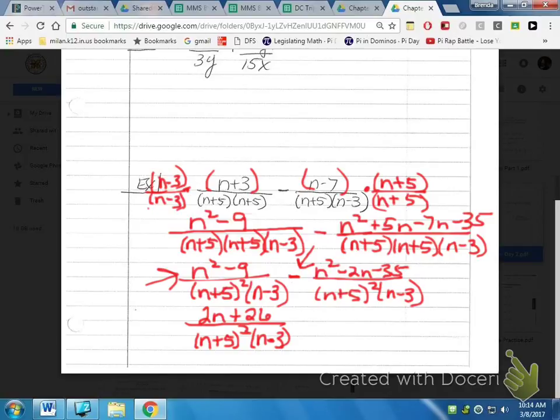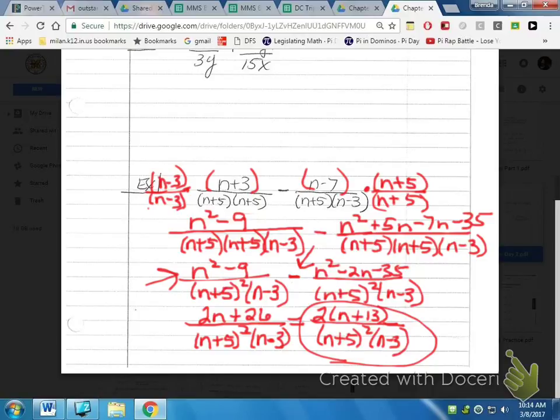Okay, we're getting there, guys. My last thing is looking for any common factors. What is it there on the top? 2. Take a 2 out just to see if anything cancels, and I'd have n plus 13. And then you put n plus 5 squared and n minus 3. So nope, nothing cancels. So that mess is your answer. That's long. That seems simple.